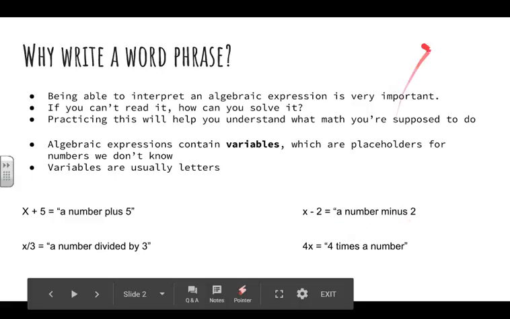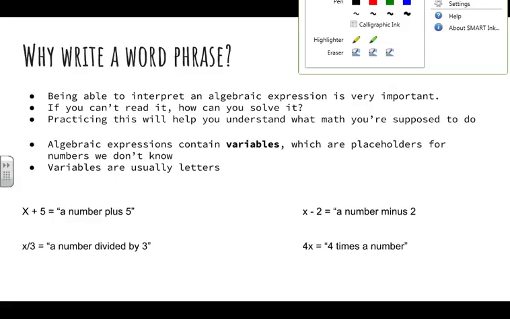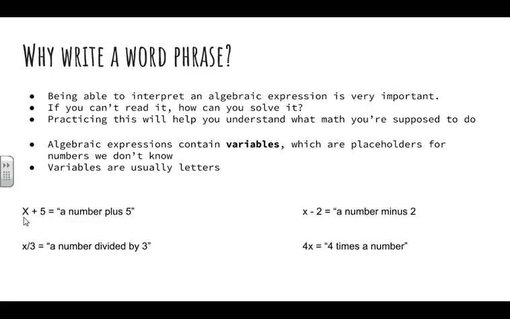I should make this point, and I'm just going to write this out. For this expression here, x plus 5, a number plus 5 is acceptable, but so is 5 plus a number. Because addition is commutative, that means that you can reverse the order. So x plus 5 means a number plus 5, or it can also mean 5 plus a number.